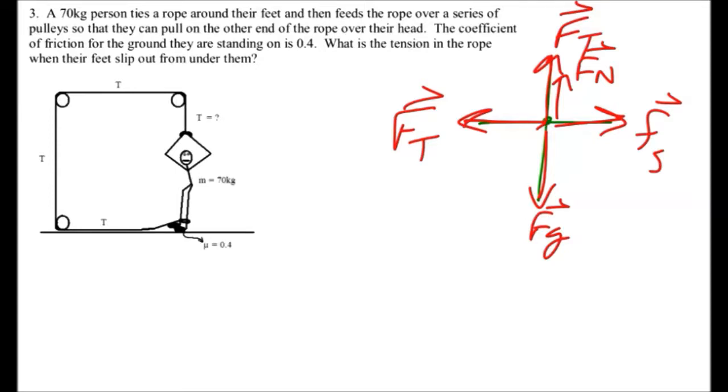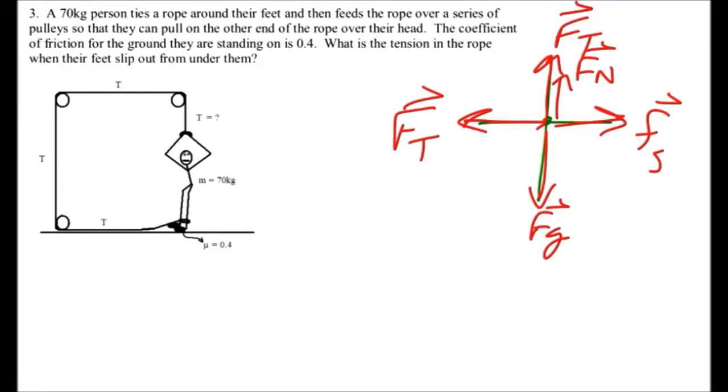All right, so a 70-kilogram person ties a rope around their feet and then feeds the rope over a series of pulleys so that they can pull on the other end of the rope over their head. The coefficient of friction for the ground they are standing on is 0.4. What is the tension in the rope when their feet slip out from under them?